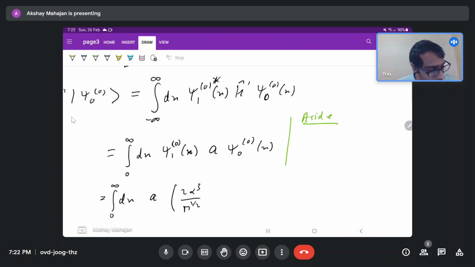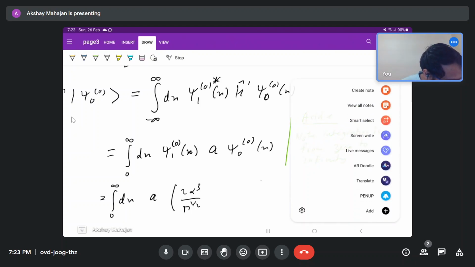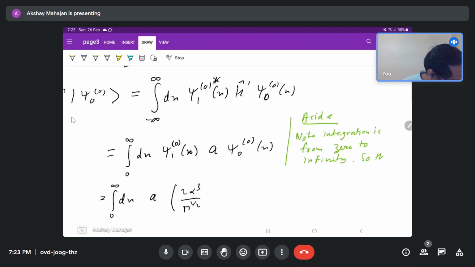Note the integration is from 0 to infinity. From 0 to infinity. So this integral is not 0.